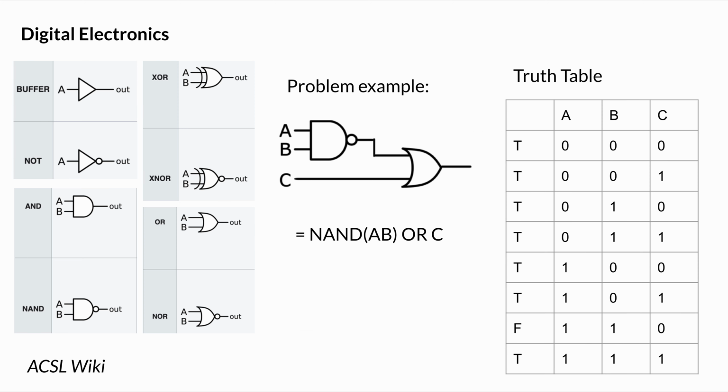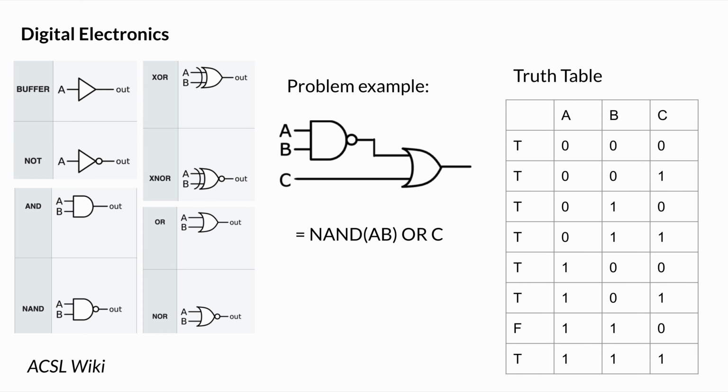The next topic that is on the ACSL contest is digital electronics. So essentially what you need to know for this is how to convert between diagrams and equations. And then after you convert to an equation, it should be smooth sailing, because I have some past videos going over how to solve Boolean algebra expressions or digital expressions.